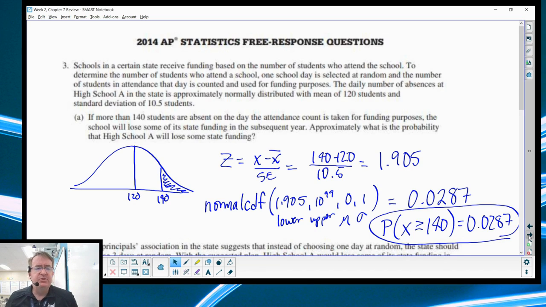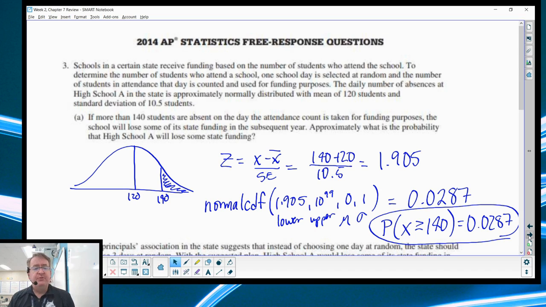So in this case here, schools in a certain state receive funding based upon the number of students who attend school. So to determine the number of students who attend school, one day is selected at random and the student attendance is counted, and the daily number of absences at high school A is approximately normally distributed with 120 students absent and a standard deviation of 10.5. Now in the back of your head, you should be thinking standard deviation, mean, okay, probably going to do something with z-scores here. So let's see what question A brings us.